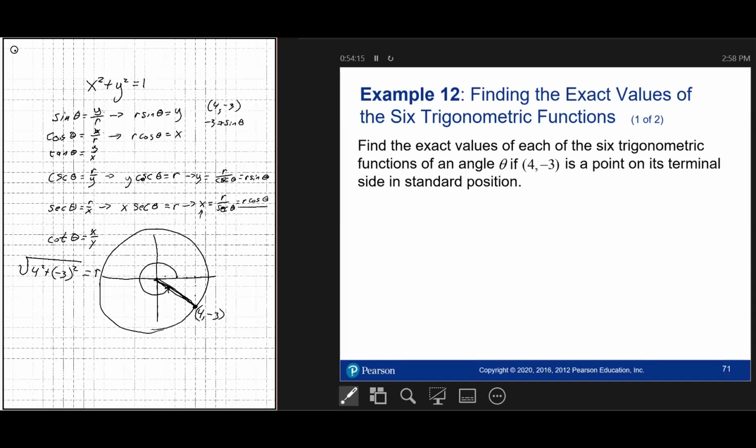And so 4 squared is 16, -3 squared is 9. And so 16 plus 9 is 25. So that's the square root of 25. So the radius is 5. So this distance here is 5.